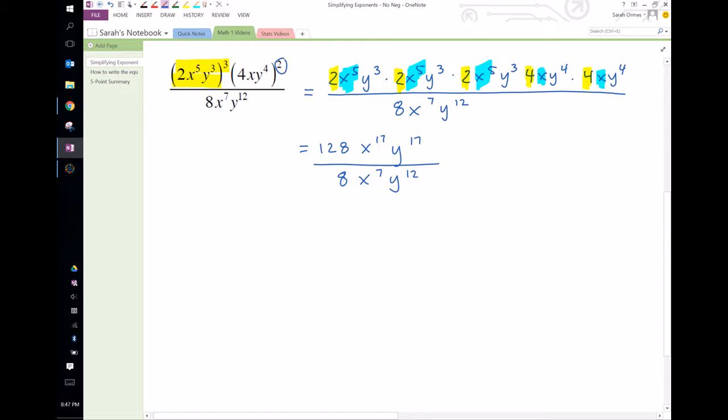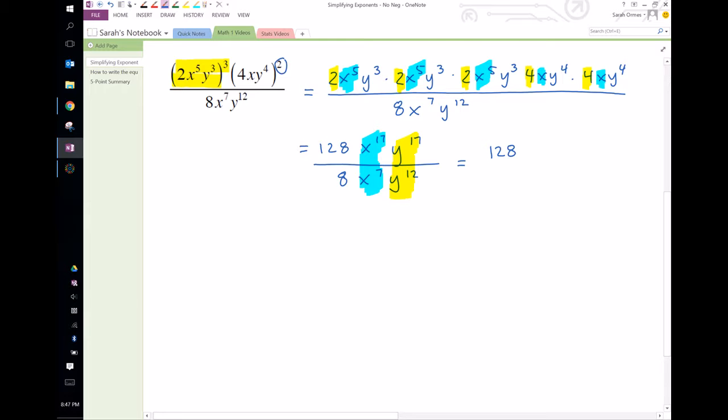Okay? So here's the thing. See how we still have some x's on the top and on the bottom? That means we can still put them together. And we have some y's on the top and on the bottom. We can put those together also. So let's go a little bit further.